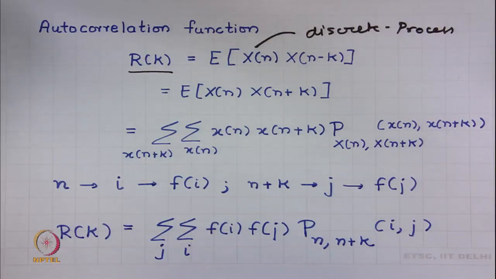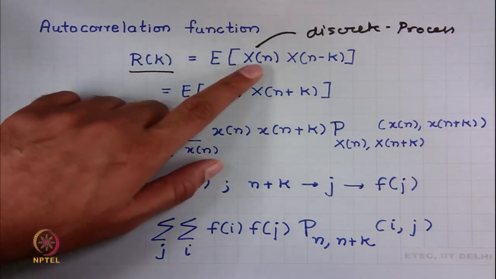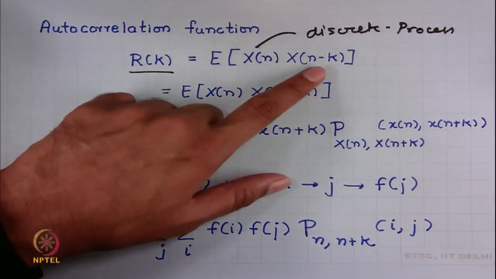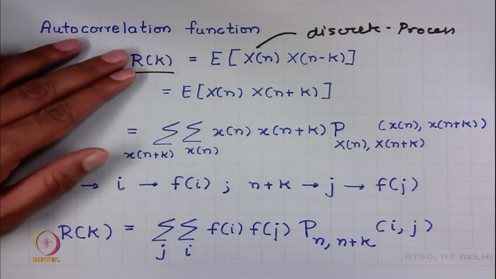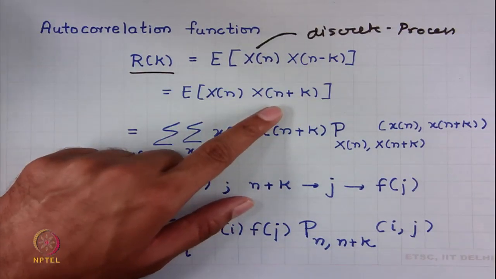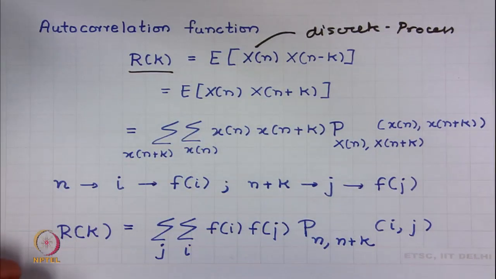Similarly, we define the autocorrelation function for a discrete time random process. Here you sample the process at time instance n and at time instance n minus k, and you take the expected value. And this autocorrelation function being an even function, whether you define it like this or like this, it does not matter. It is one and the same thing. I would like to use this definition, it is more convenient. Okay.